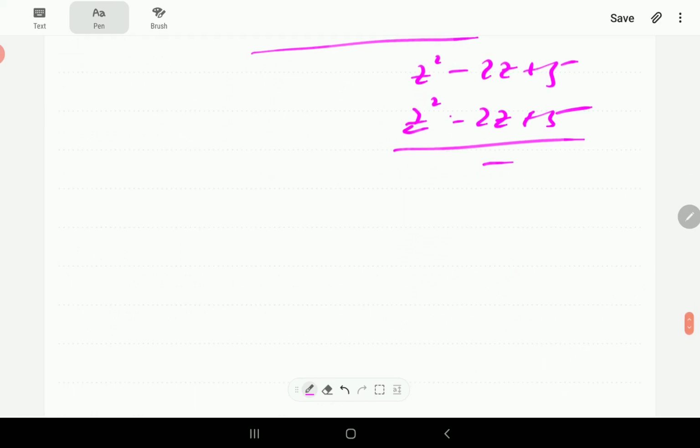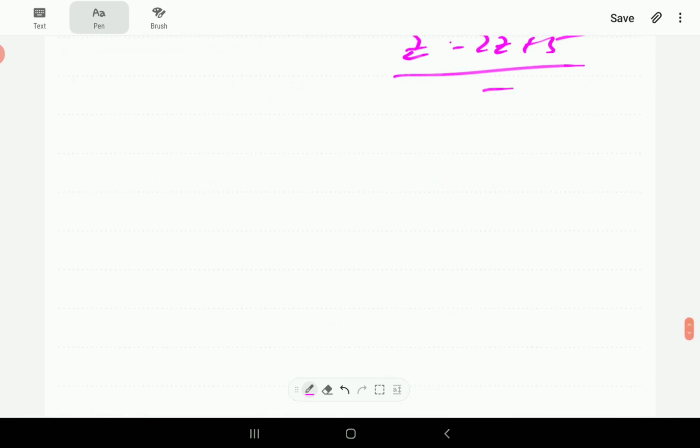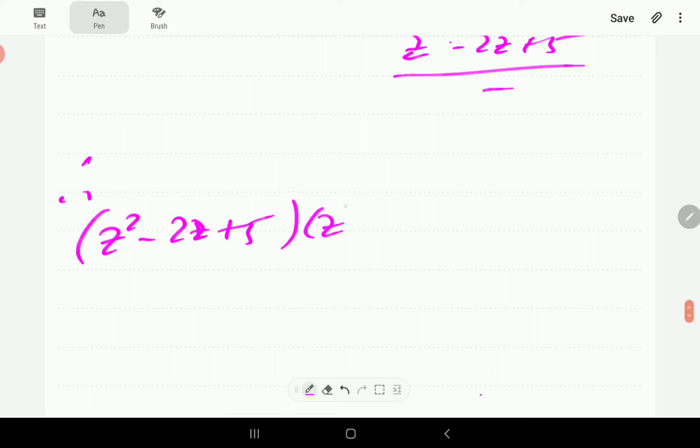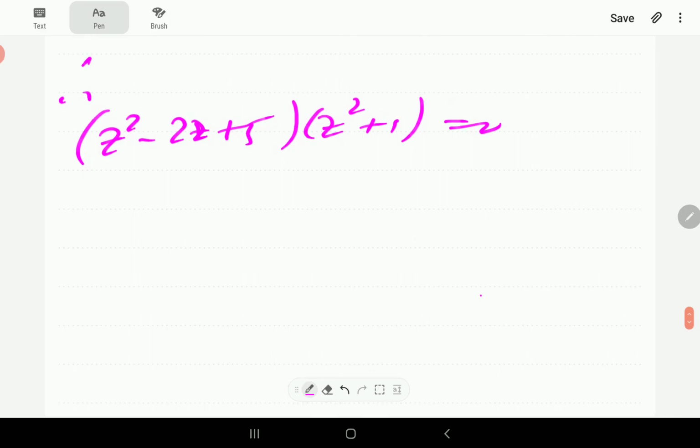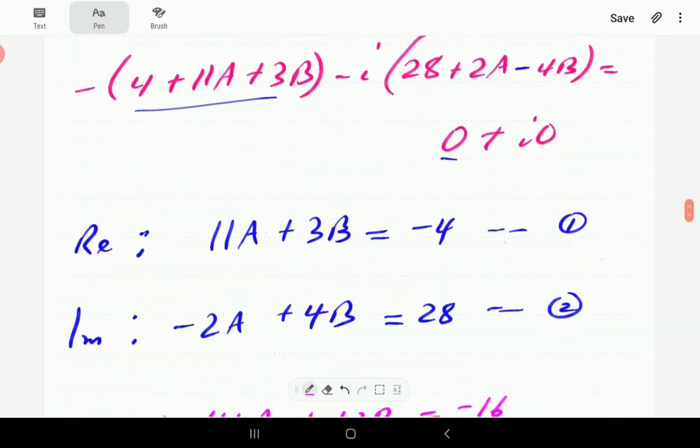Subtract. So what this is telling us is that our equation we can write as z squared minus 2z plus 5 into z squared plus 1 equals 0. The roots from this factor are 1 plus or minus 2i. The roots from this one are going to be plus or minus i. And so we have got all 4 roots.